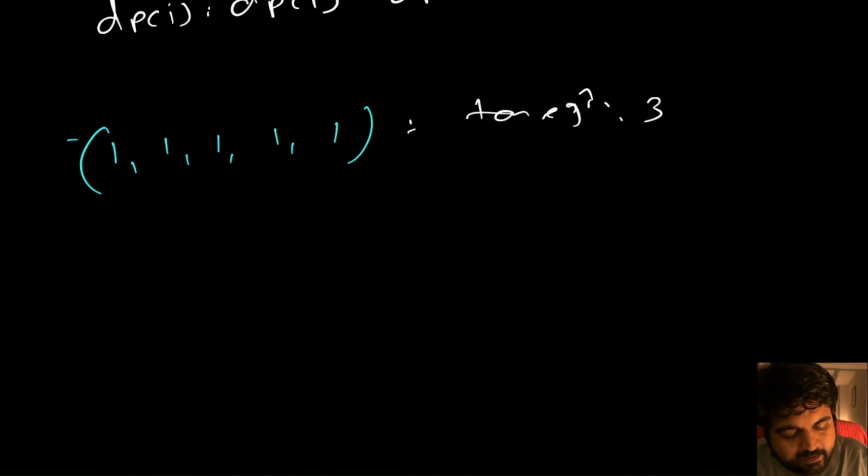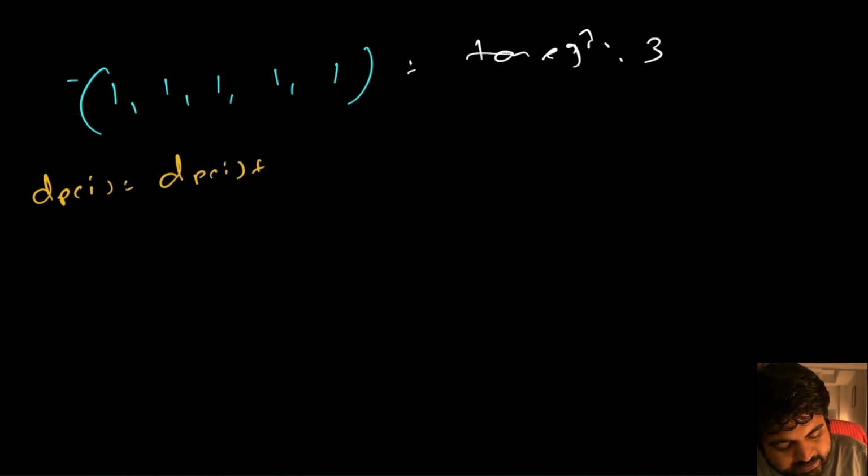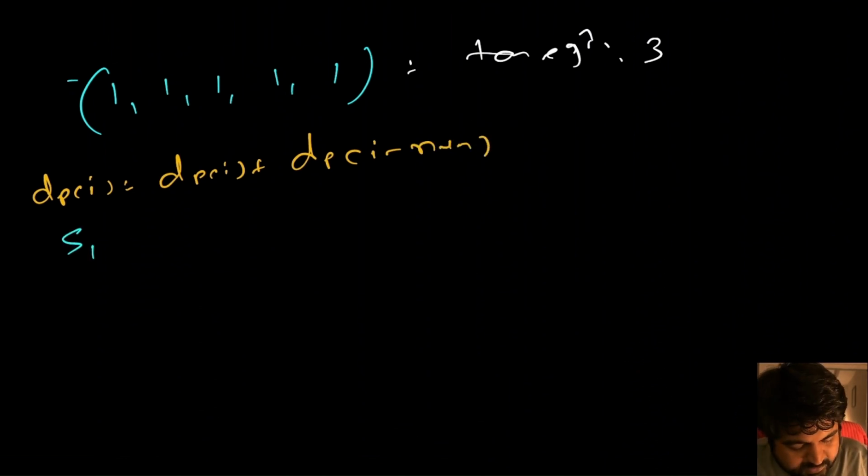to be 3. Now for this scenario we are going to be using our equation that dp of I is going to be dp of I plus dp of I minus num's value, and we need to calculate our S1. So S1 is going to be target plus sum. In this case target is 3 and the sum is going to be 5. So let me just mark sum is equal to 5. So S1 is going to be 5 plus 3, 8 divided by 2. So S1 is going to be 4.